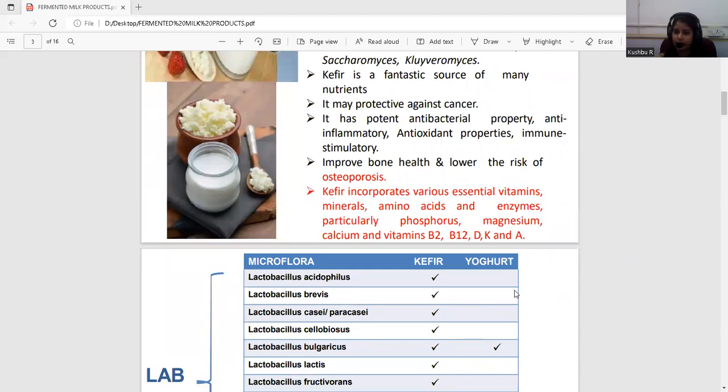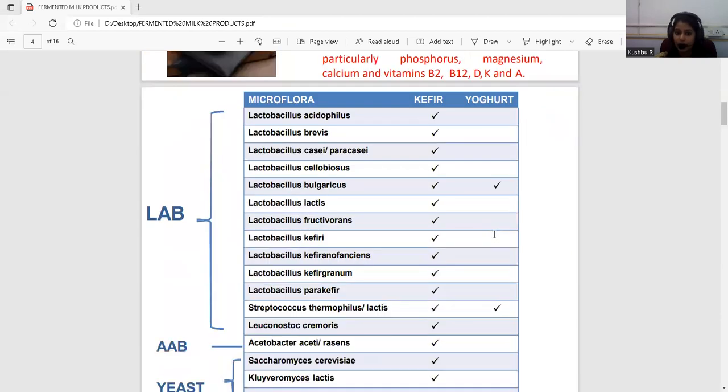They have certain essential vitamins, minerals, amino acids, enzymes, phosphorus, magnesium, calcium, and vitamins like vitamin B2, vitamin B12, vitamin D, vitamin K, and vitamin A.